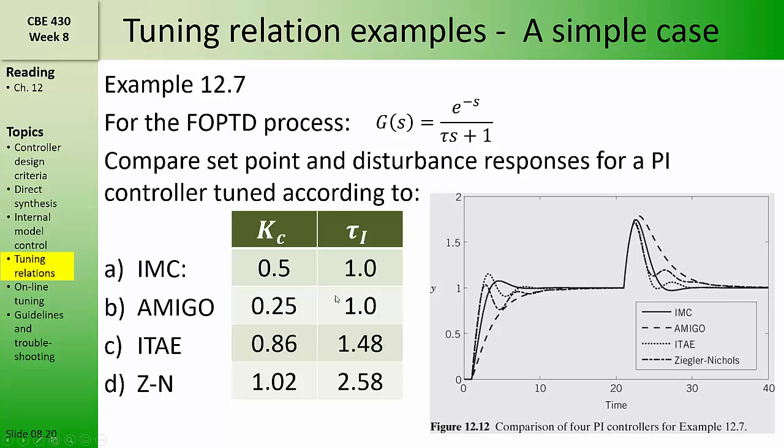Using the IMC settings, with a tau c equal to 1, results in a gain of 0.5 and a reset time of 1. The AMIGO method predicts that the gain should be set to 0.25 and the reset time should be 1. The ITAE method uses a larger value of the gain, 0.86, and reset time, 1.48. And the Ziegler-Nichols method uses the largest value of the gain, 1.02, and the largest value of the reset time, 2.58.